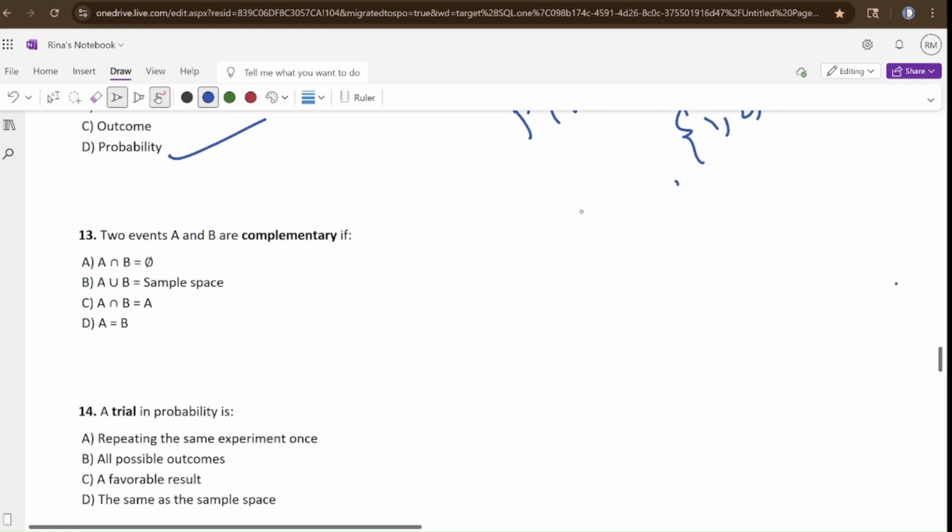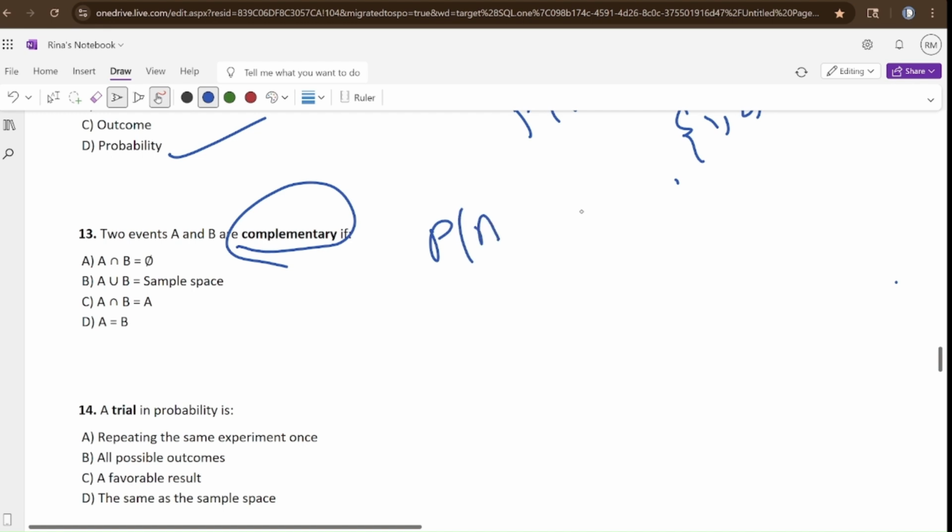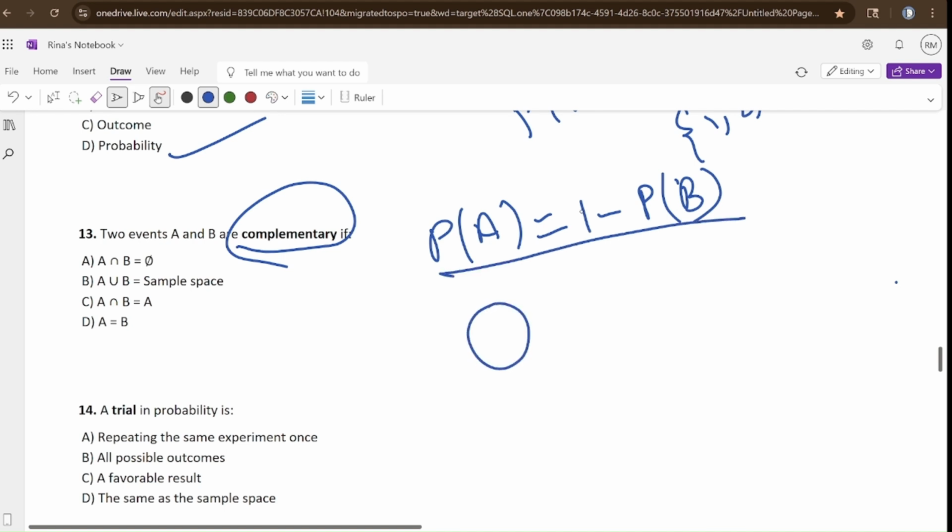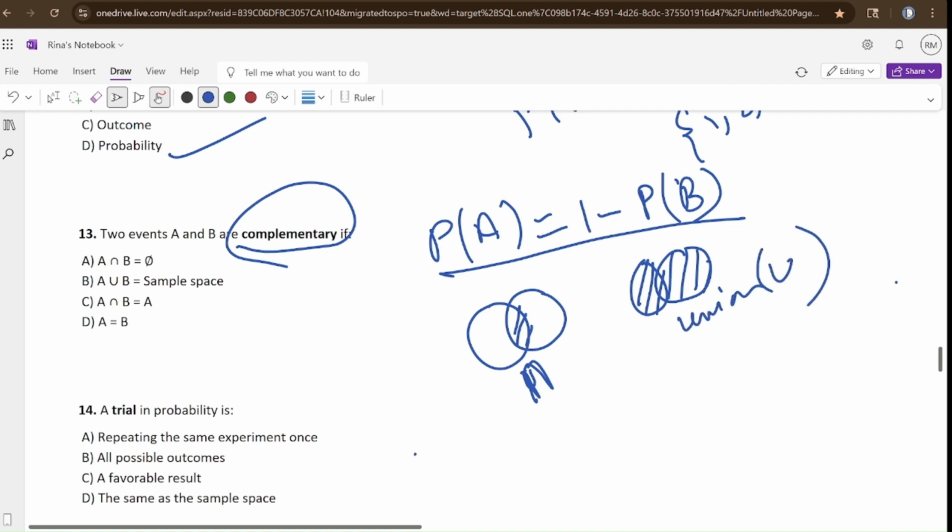Okay, now let's do the next question. Two events are complementary. Complementary means both of them cannot occur together. So P of A equals 1 minus P of B. See, this one is intersection, right? This one looks like this. And this total thing is union, right? This looks like this. So the formula is P of A union B.